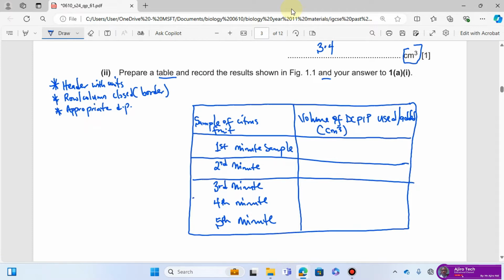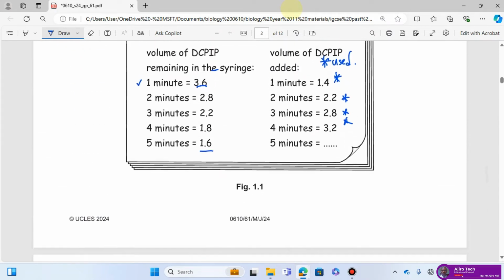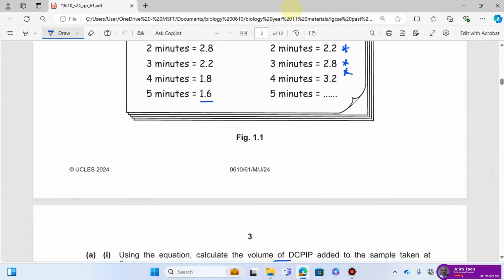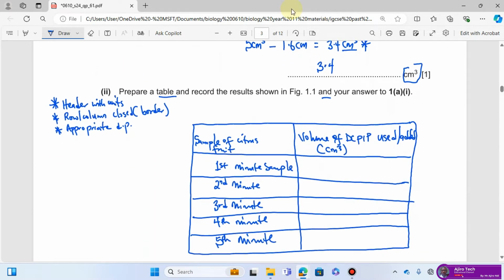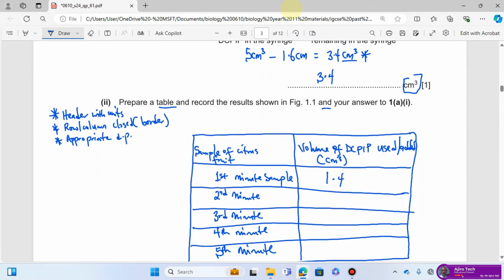Of course you do this with a ruler. You close your borders, and then you fill in the values. Remember, you have to follow the line of answers. This is in one decimal place. So we have 1.4, 2.2, 2.8, 3.2, and the answer we calculated out is 3.4, all to one decimal place.